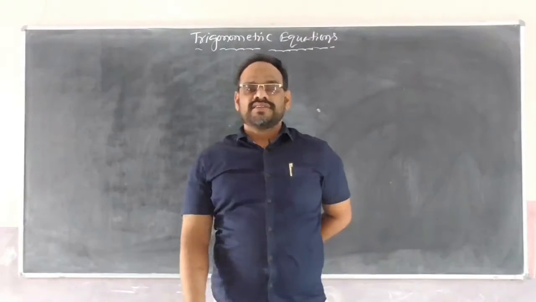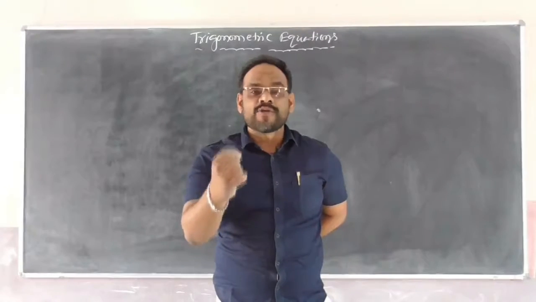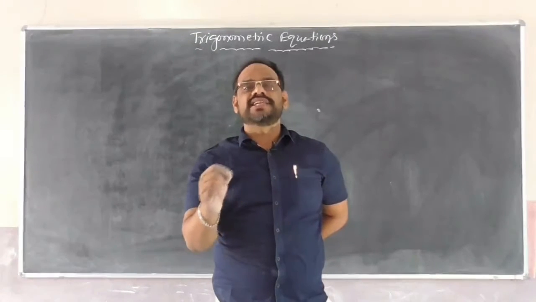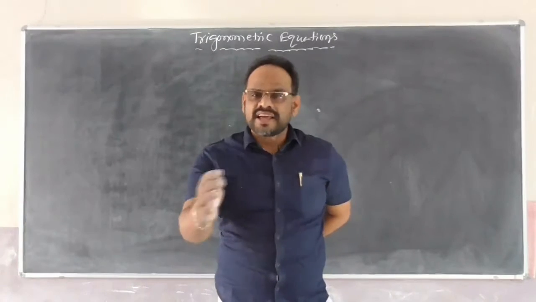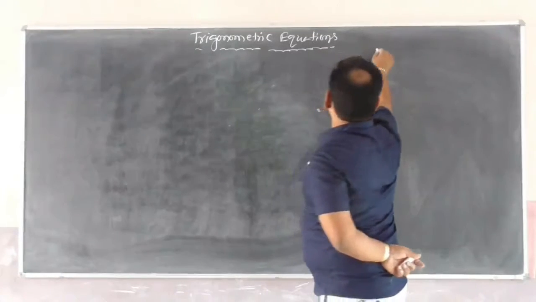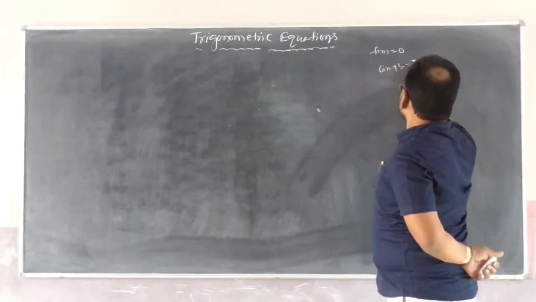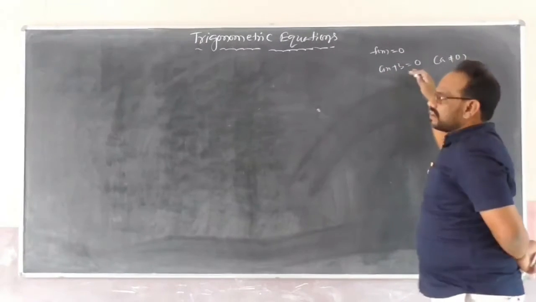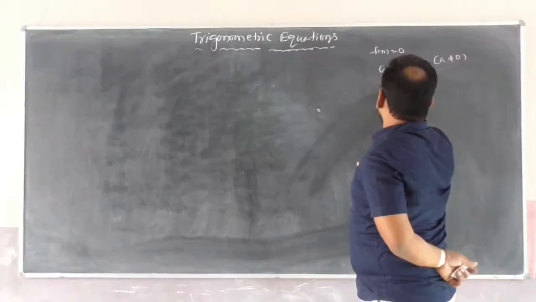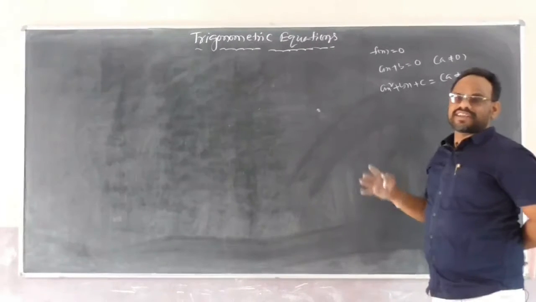Already we know that an open sentence containing the sign of equals to is called an equation. In the earlier classes also, we solved some equations, f of x is equal to 0, that is ax plus b is equal to 0 where a is not equal to 0. Some linear equations we already solved, and some quadratic equations, that is ax square plus bx plus c is equal to 0.